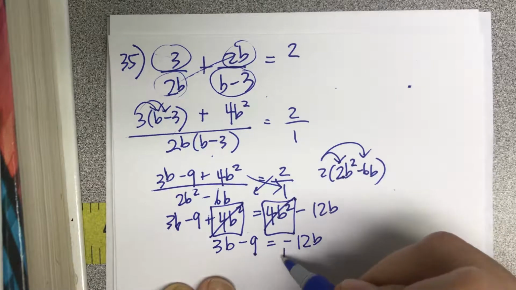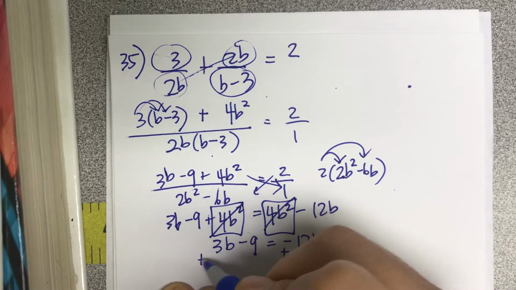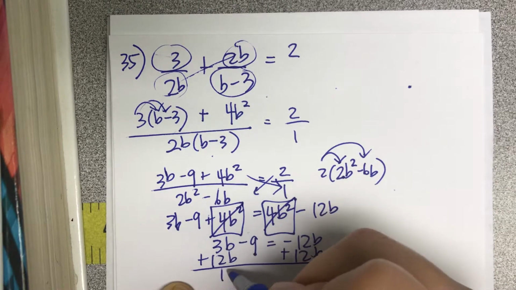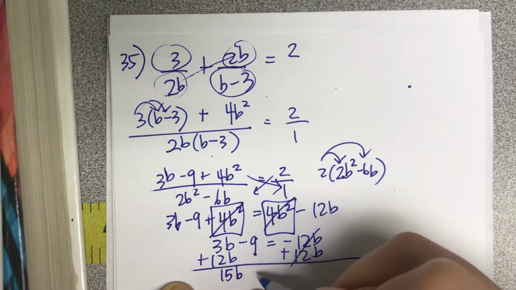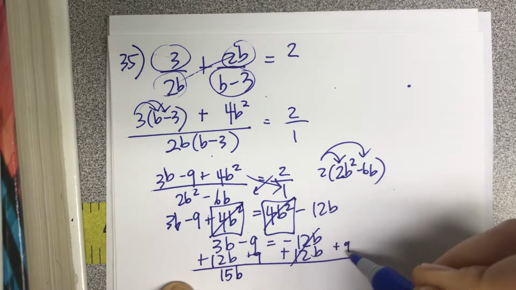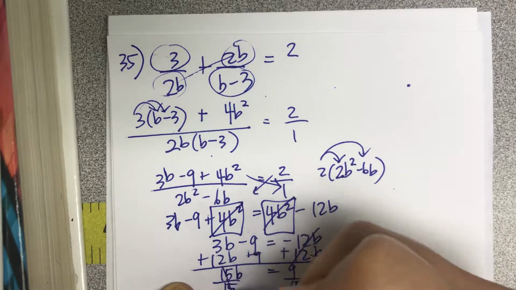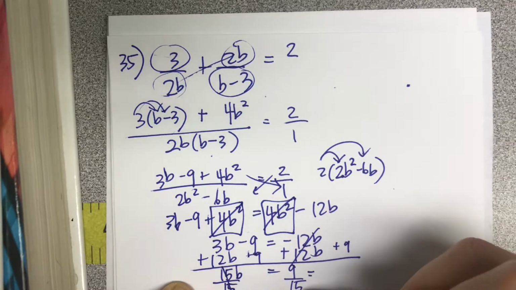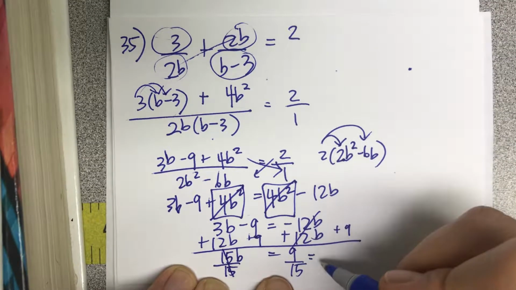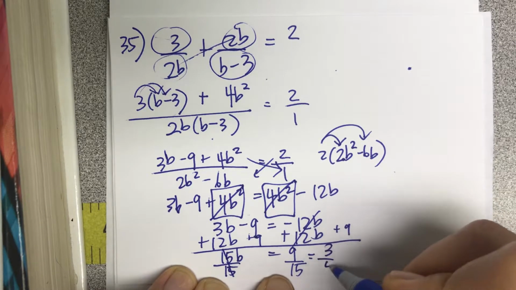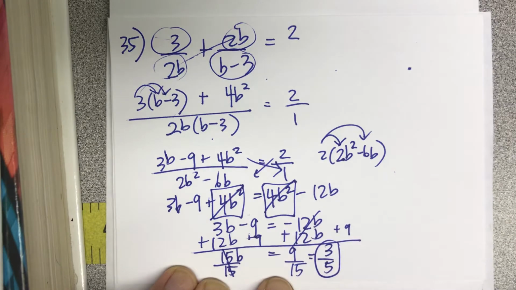So let's just isolate. Plus 12b, plus 12b. And what that's going to come out to is 15b. And we're going to go plus 9 here, plus 9 here, equals 9. So divide out the 15, divide out the 15. It's going to be b equals 9 over 15, but then we could also reduce that, take a 3 out, it's going to be 3 over 5, and then that is your answer.